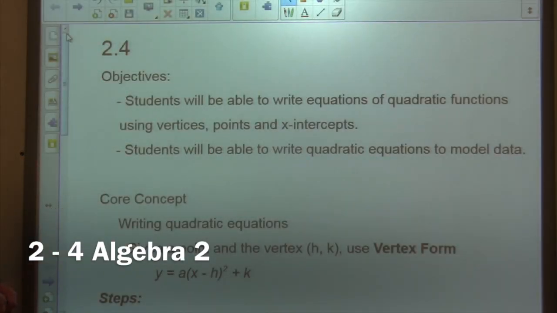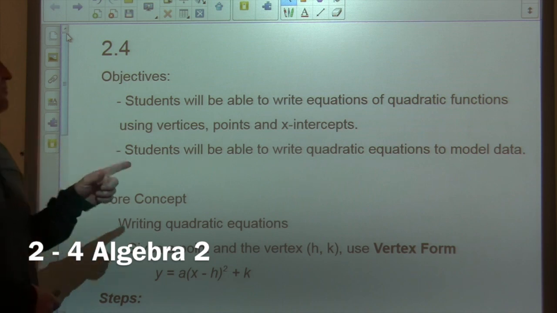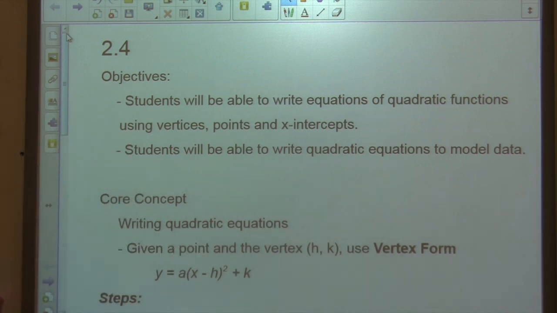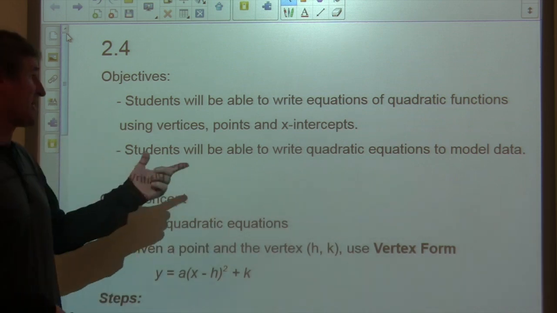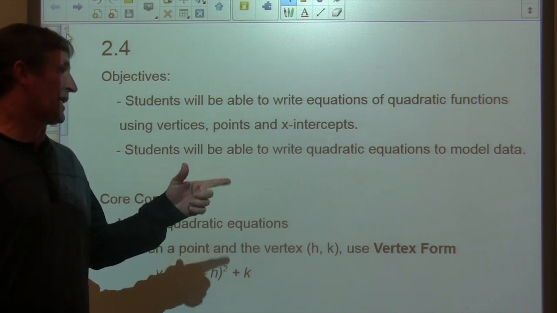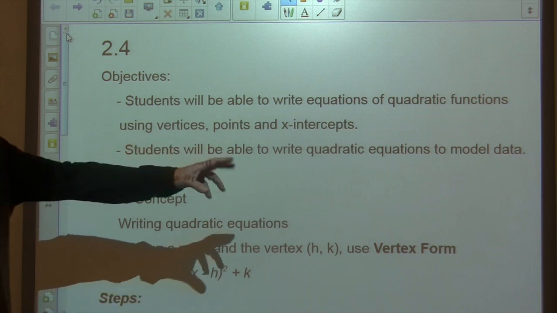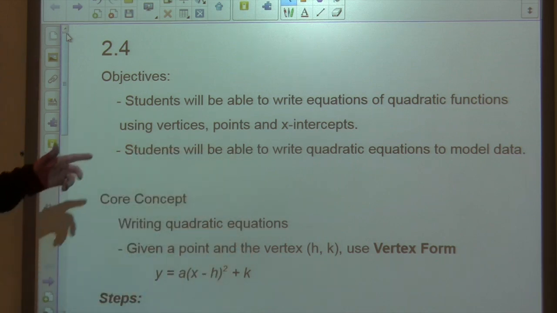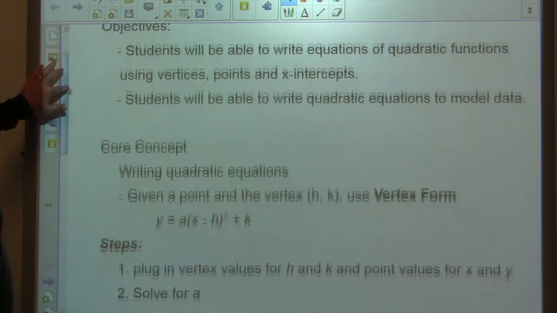So our objective for today, for 2-4, is for the students to be able to write equations of quadratic functions using vertices, points, and x-intercepts. And the students will be able to write quadratic equations to model data, which we're going to do the second day that we work on this. So today we're just going to work with the first objective.